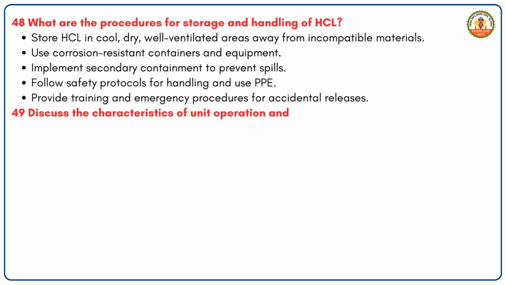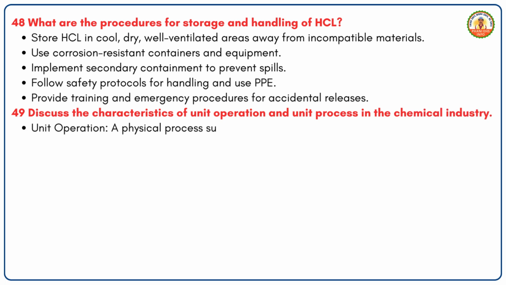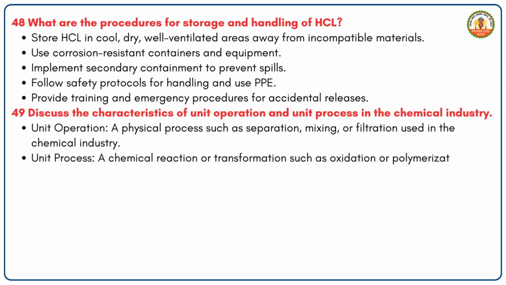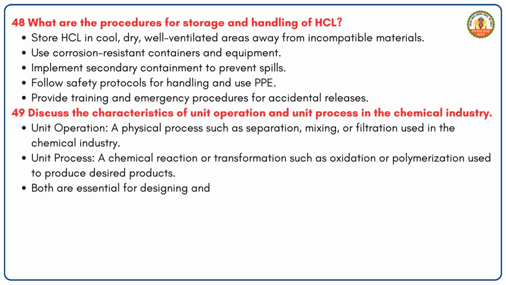49. Discuss the characteristics of unit operation and unit process in the chemical industry. Unit operation, a physical process such as separation, mixing, or filtration used in the chemical industry. Unit process, a chemical reaction or transformation such as oxidation or polymerization used to produce desired products. Both are essential for designing and operating chemical processes efficiently.